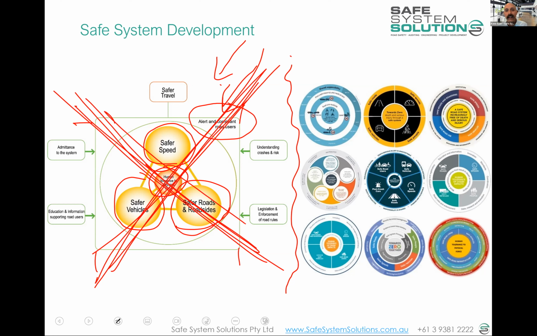Okay, so then we started to see all of these other diagrams appear. Now, these are far better diagrams, and there's lots of them out there. You can almost create a collection of safe system diagrams. People really went with the circle. The circle seemed to be a very common way to go about it.